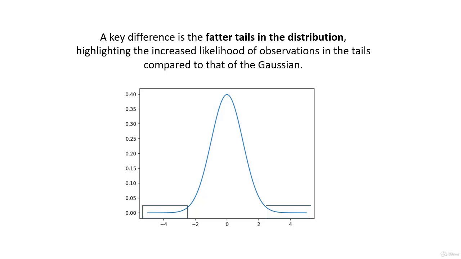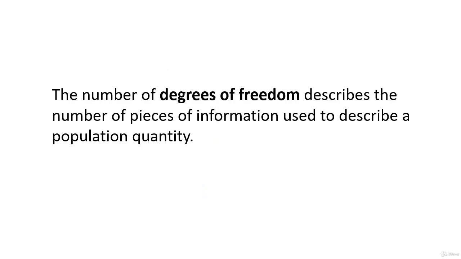Although you may not use Student's t-distribution directly, you may estimate values from the distribution required as parameters in other statistical methods, such as statistical significance tests. The key to using the t-distribution is knowing the desired number of degrees of freedom. The number of degrees of freedom describes the number of pieces of information used to describe the population quantity.